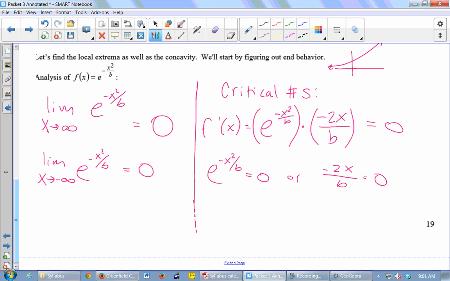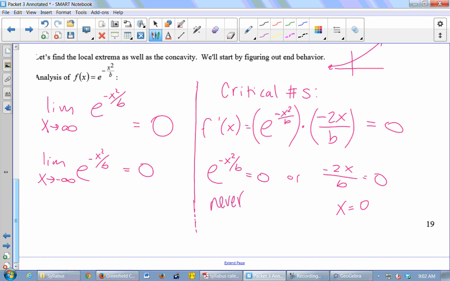Does e to something ever equal 0? Nope. Again, look at the picture of e to the x. It has an asymptote at 0. It will never hit 0. E to the anything will never be 0. So this is never. And negative 2x over b equals 0 only if x equals 0. All right, so I have a critical number at 0.